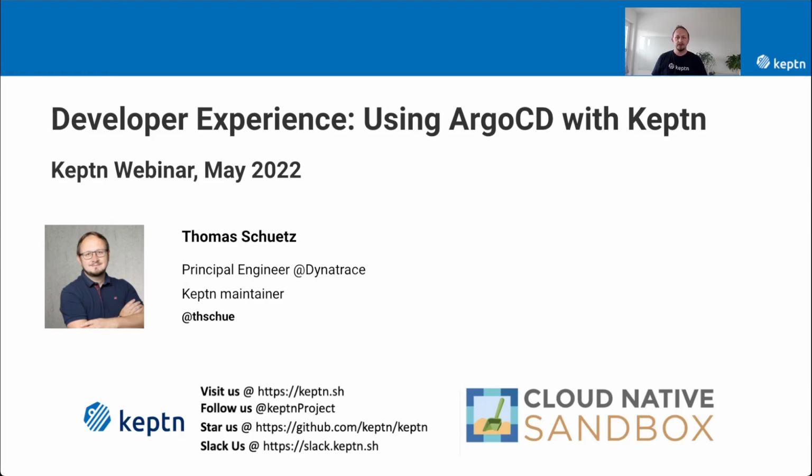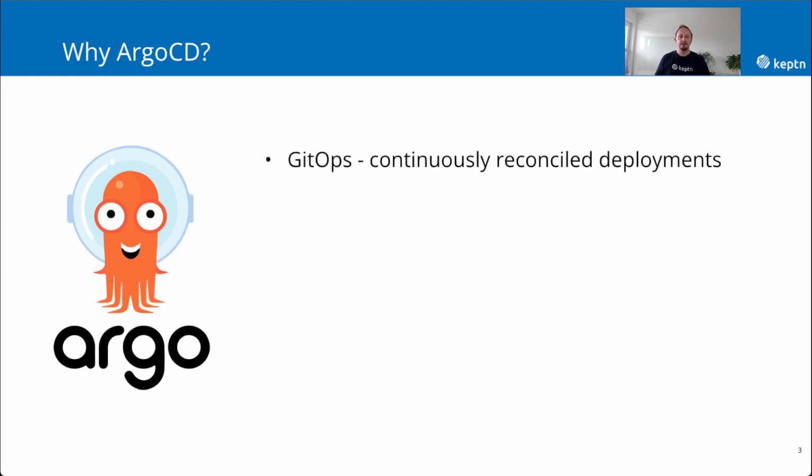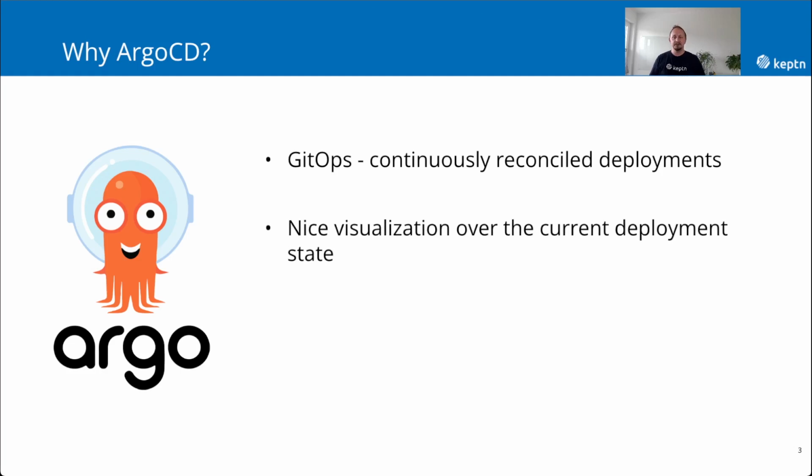Today you will learn why it's a good idea to use Keptn with ArgoCD and how this integration looks. First things first, why use ArgoCD? I think we all love GitOps and the possibility to have our deployment code versioned in a Git repository. Argo is very good at GitOps, and we get continuously reconciled deployments when using ArgoCD. Furthermore, we get a nice visualization of the current deployment state, but also of the things which are happening behind the scenes in Kubernetes.